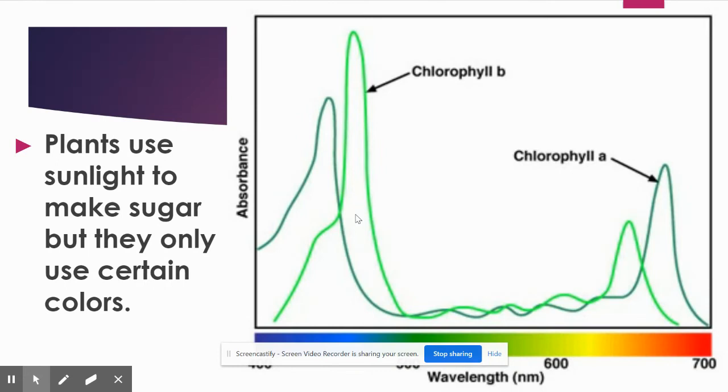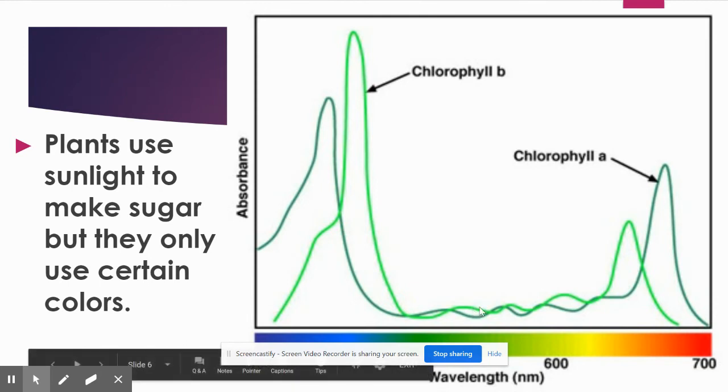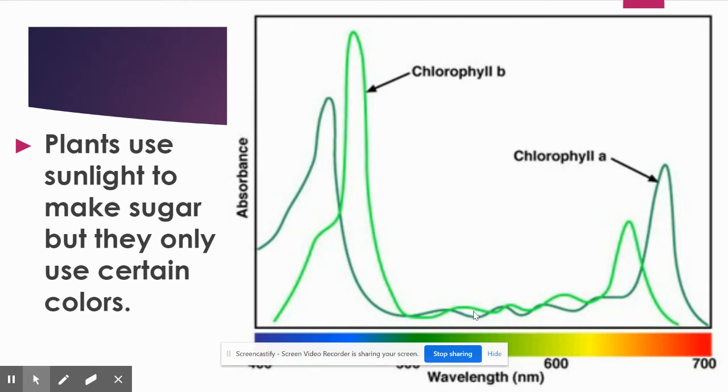So plants use sunlight to make sugar, but they only use certain colors. In fact, they use pretty much purples and blues. They don't use the greens so much, a little bit of the yellows, but more oranges and reds. So if they're not using the green parts, that's why they appear green to us, because they are absorbing all the other colors, but not green. So they are reflecting green, and that's what our eyes see. We see that green because they're not using that green light.